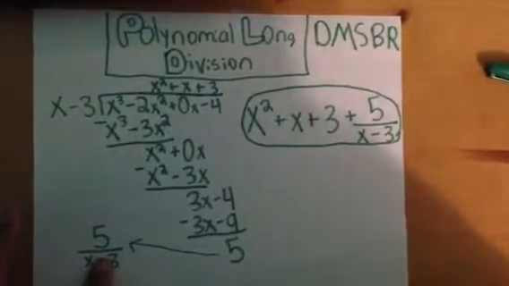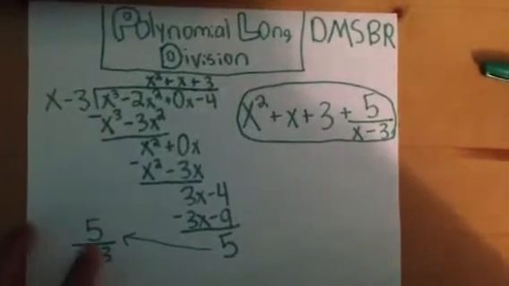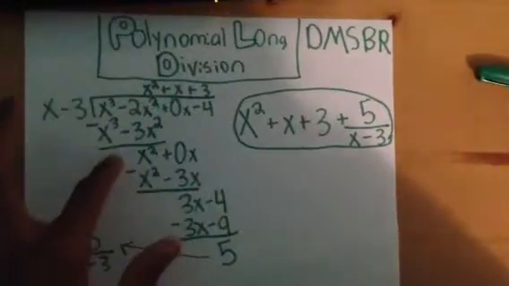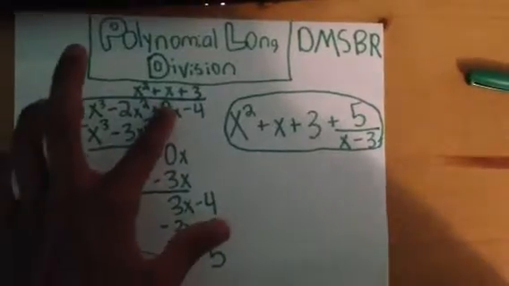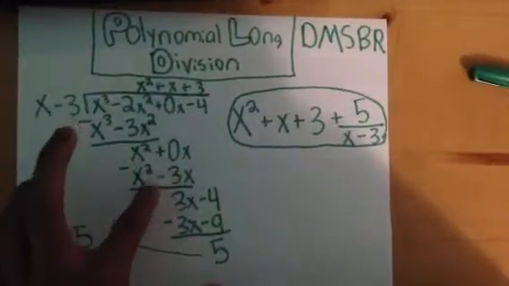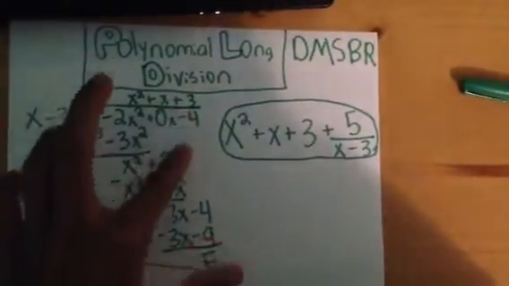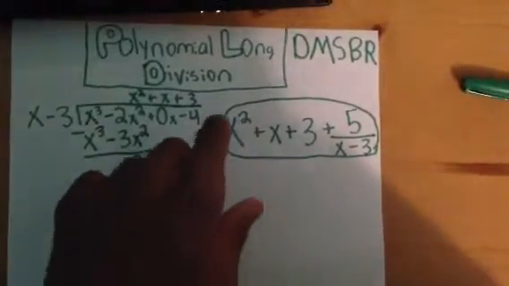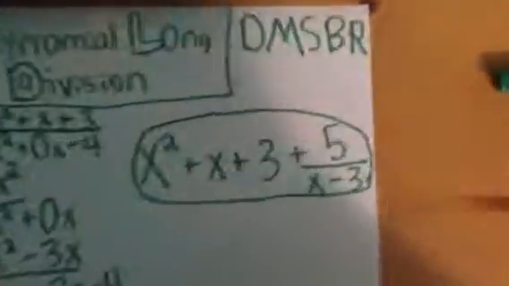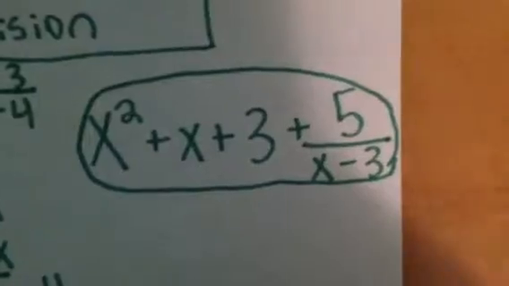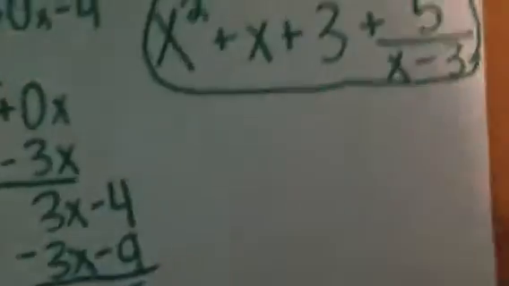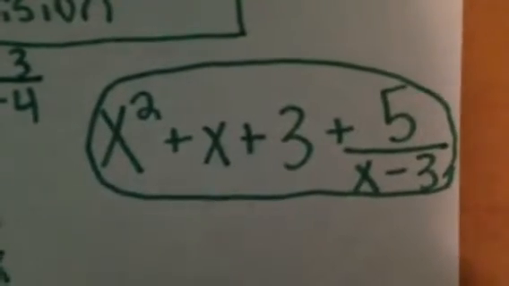Now that we have our remainder, we're going to put it all in order. We have x squared plus x plus 3. The final product is x squared plus x plus 3 plus our remainder right here, 5 over x minus 3.